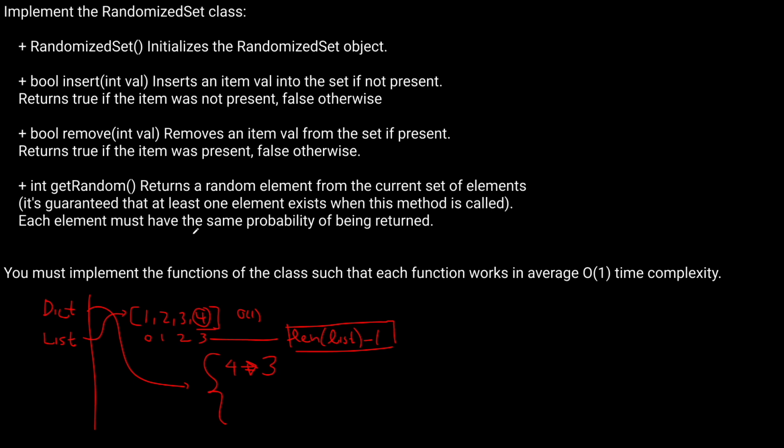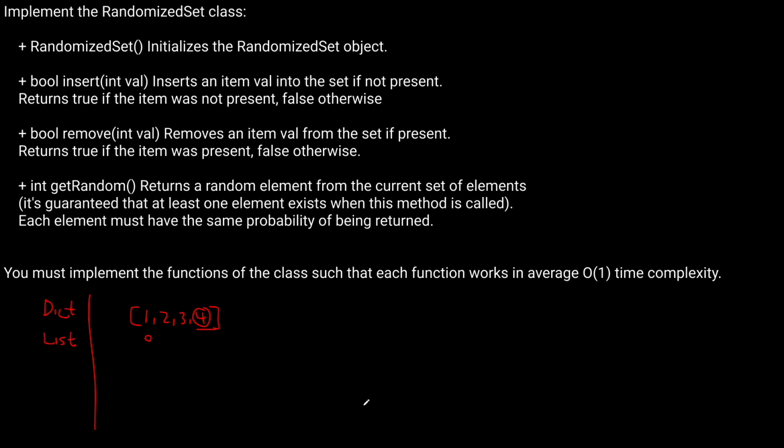But how do we actually do the get random? Let's think about this. The get random is quite simple, because we just literally call random.choice on this, or we can just generate a number between 0 and the length of our list, non-inclusive, so it would be the range of 0, 1, 2, 3. So we could pick a number between 0 and 3 and then return the number. That would take care of get random, and that could happen in big O of 1 time.